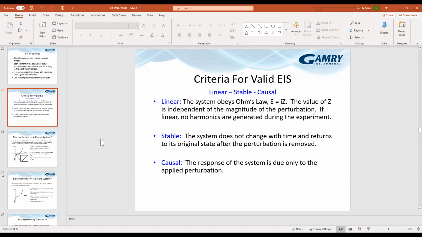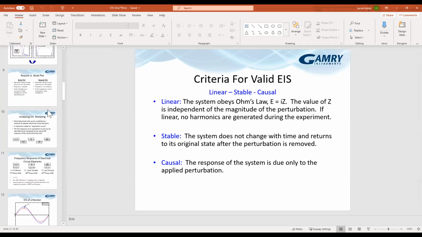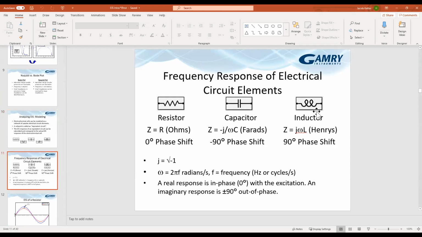So tripping up against these criteria for valid EIS can make data look noisy, even if the system is well within its ability to make those measurements. That last bit of the question, the inductance at low frequencies. I don't have a slide, so I'll just show you the inductor thing again here. So inductance at high frequencies is almost always cabling related, and it tends to happen with low impedance samples.